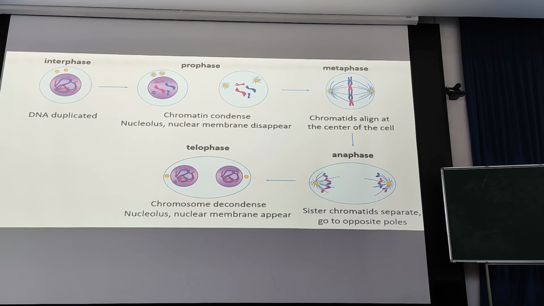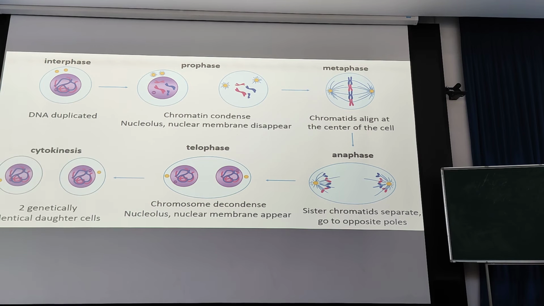The end of mitosis is telophase. The events of this phase are opposite to the prophase. You can see in the prophase the chromatins condense, and in the telophase the chromosomes decondense to form the chromatins. And the nucleus and nuclear membranes reappear again. Finally, we have two genetically identical daughter cells. Each of them is the same as its parent cell.